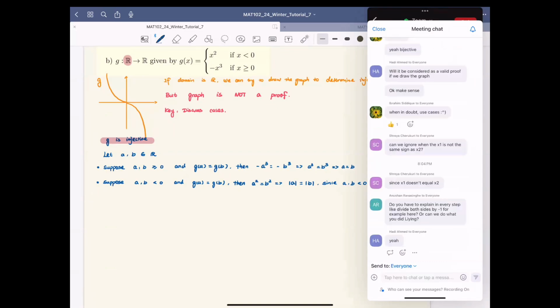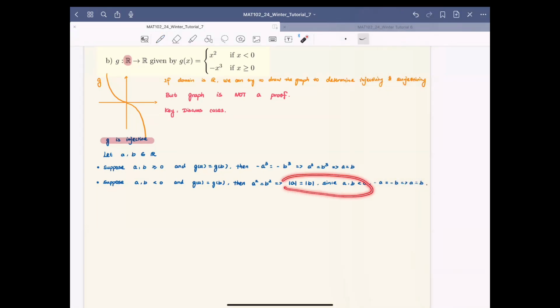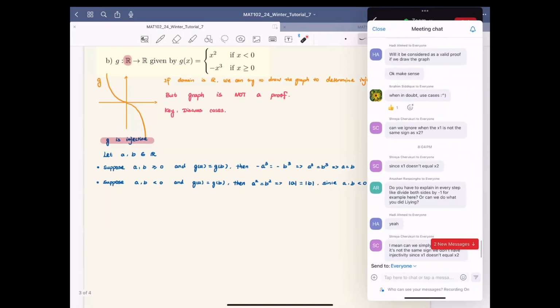Can we ignore? No, you cannot ignore. Oh, you don't need to describe what you did. So when you say divide both sides by -1, that's describing what you did. You don't need to describe that. You need to explain. So for example, the explanation I did here is right here. I got the absolute value. The reason I can take it off like this is because they're both negative. So this equals this equals this, so they equal each other. So you don't need to tell us what you did. You need to explain why you can do that. And the explanation here is right.